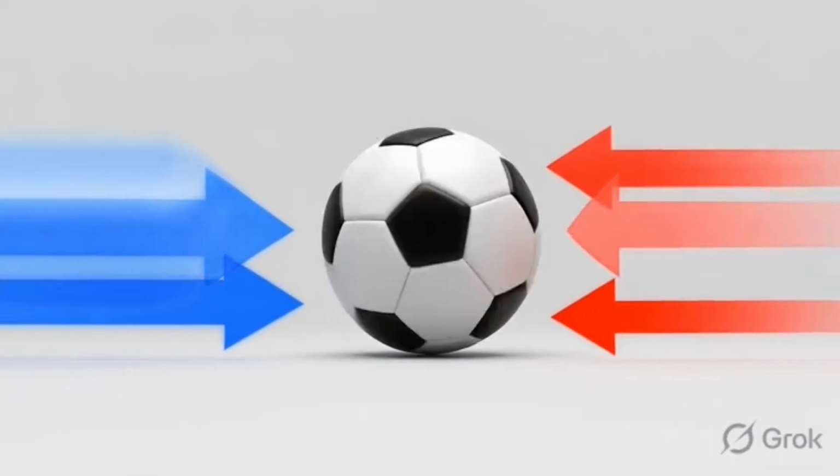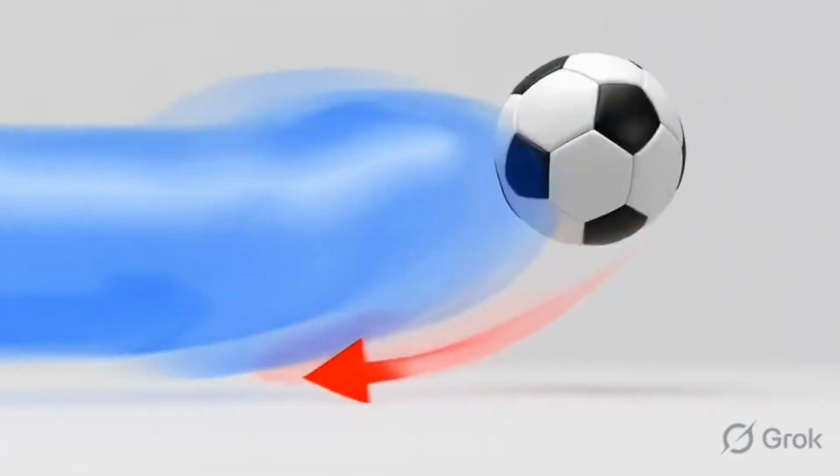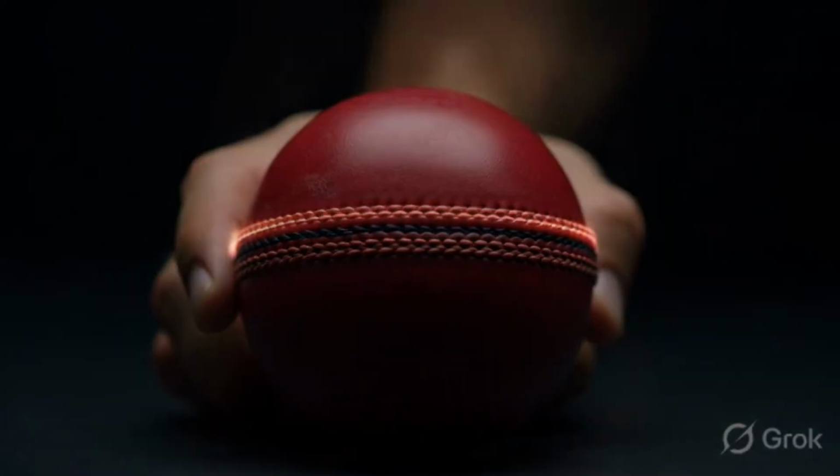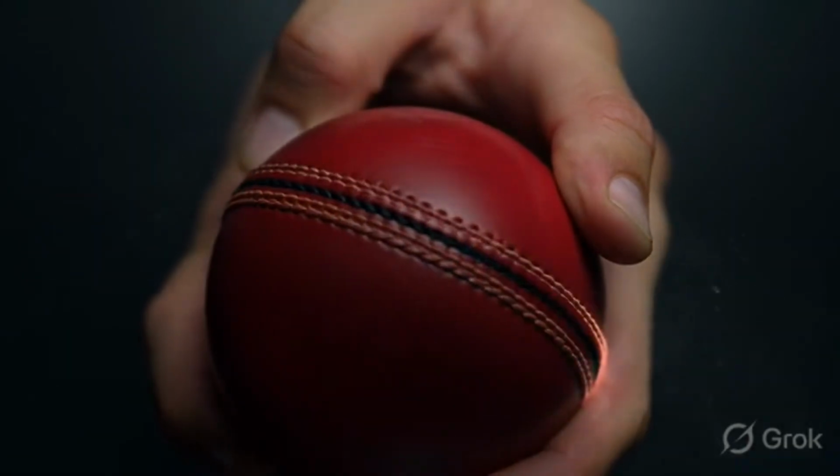High pressure on one side, low pressure on the other. The result? The ball is forced to change direction midair. No spin, just physics at work. But there's one more detail most people ignore. The seam. A slight tilt, a tiny angle. And the entire airflow shifts.